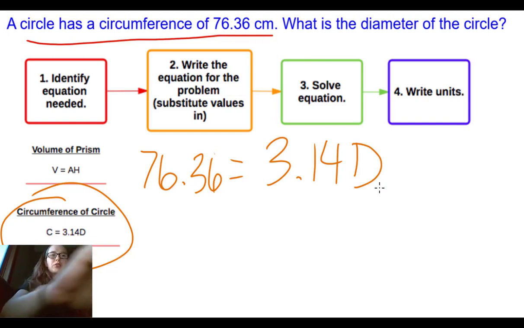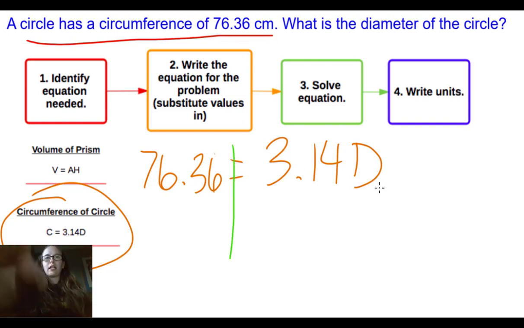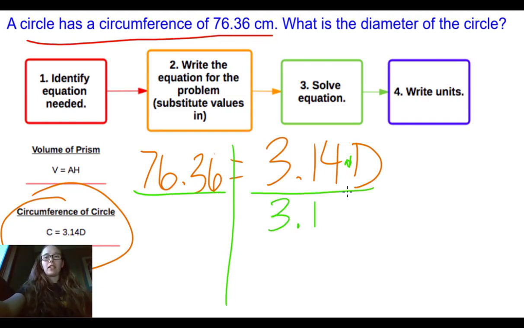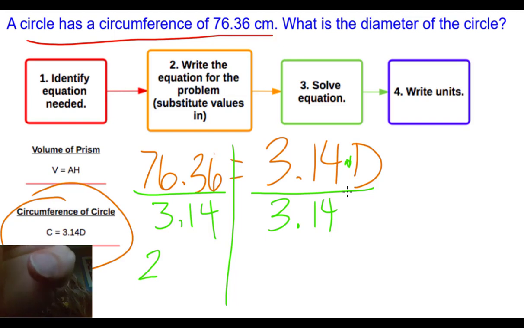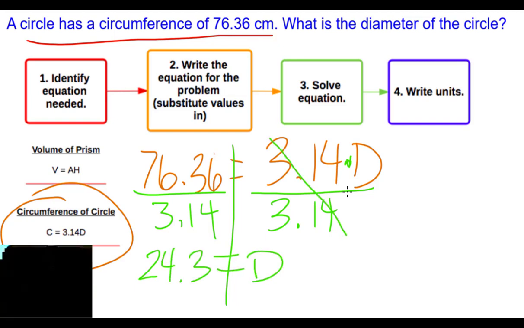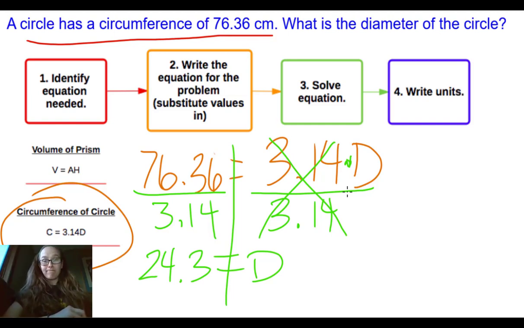Now I go on to solve the equation. So I draw a line down the equal sign. And when I have a number and a variable right next to each other, that means multiplication. The opposite of multiplication is division. And I'm trying to get diameter, so I'm going to divide by 3.14. And I'm going to type that into a calculator. And I get 24.3 equals diameter, because 3.14 divided by 3.14 is 1.